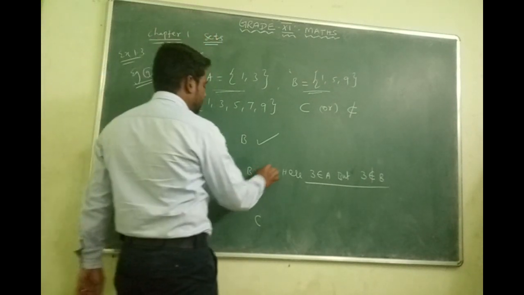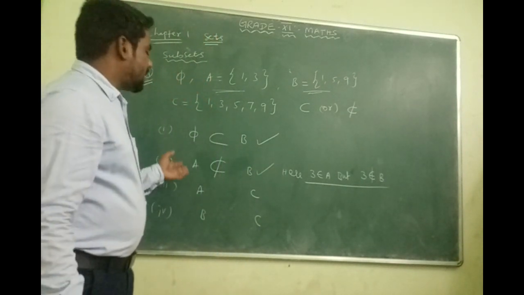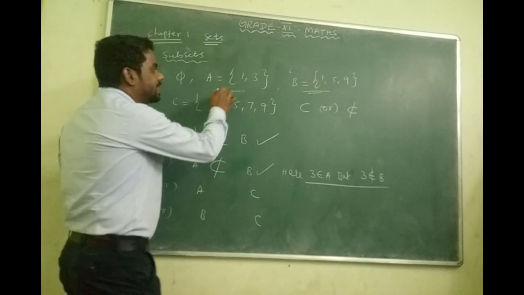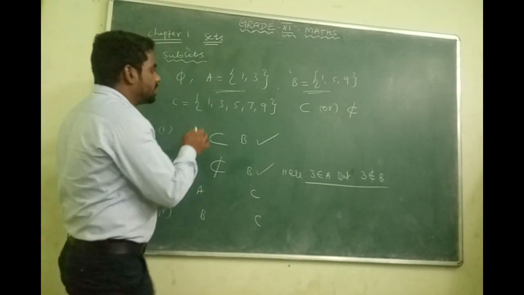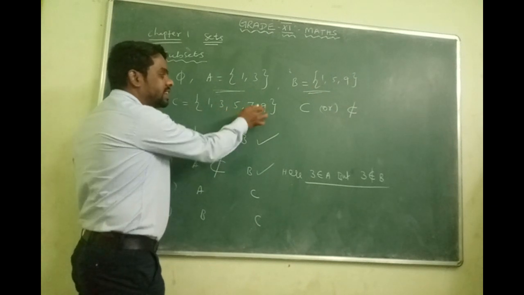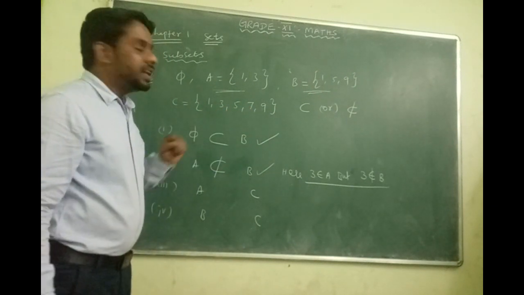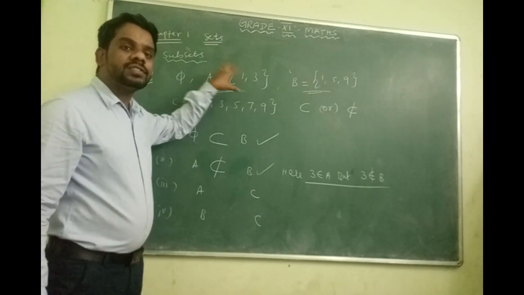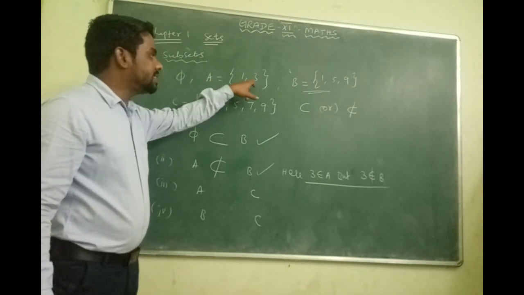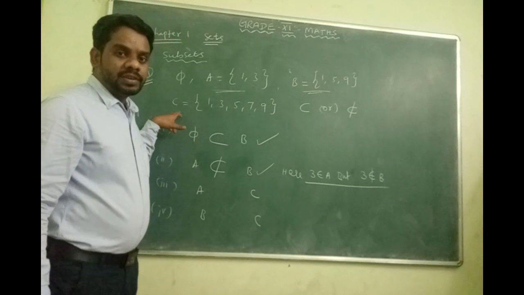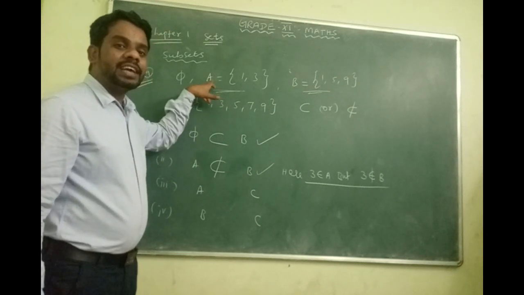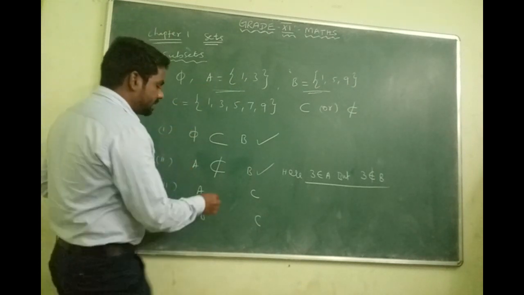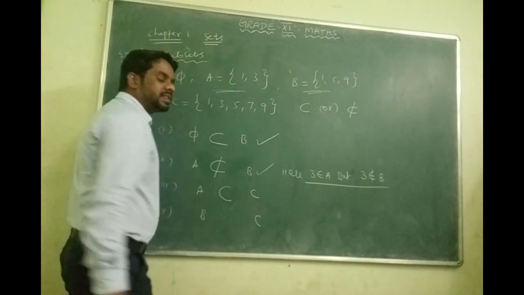Next, the third one, the pair A and C. The set A has two elements, 1 and 3, but C has 5 elements: 1, 3, 5, 7, 9. Listen students, the elements in A are 1 and 3, and the same 1 and 3 belong to C. So all elements in A belong to C. Therefore the set A is contained in C. Therefore the set A is a subset of C.